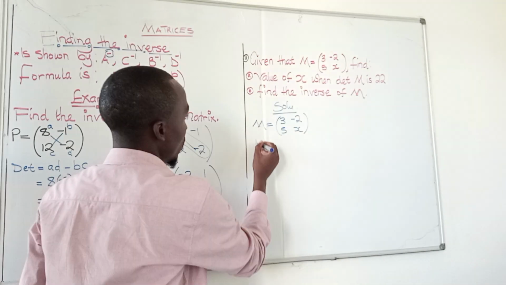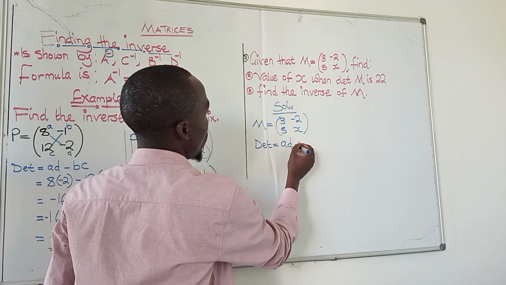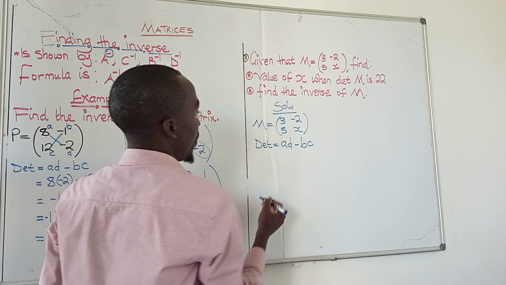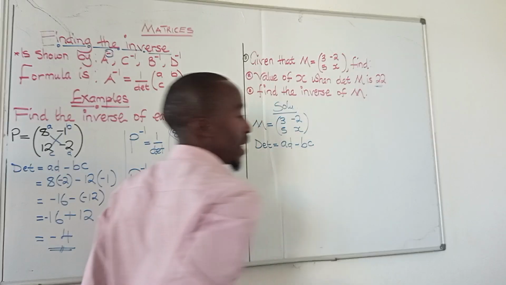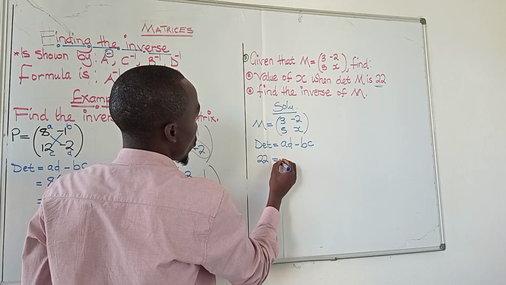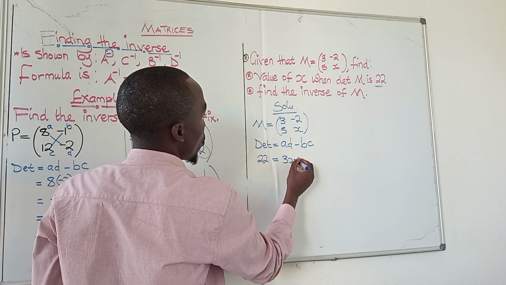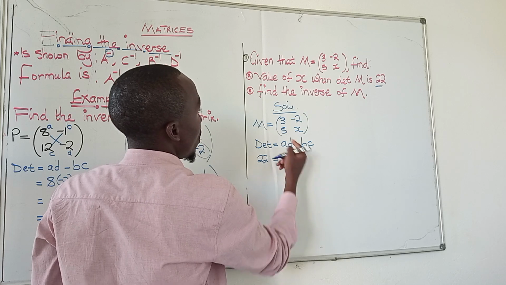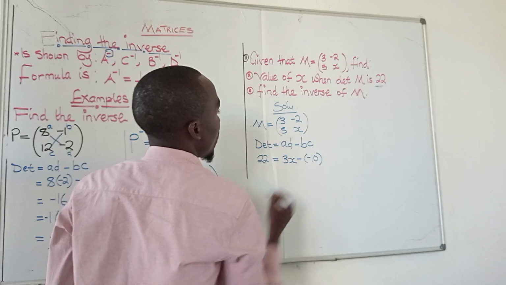The formula for the determinant is AD minus BC. Where there is the determinant, we're going to put 22, since we already have the determinant. So 22 is equal to, what is our A? That is 3 times x, it is 3x, minus 5 times negative 2. It gives us a negative 10.